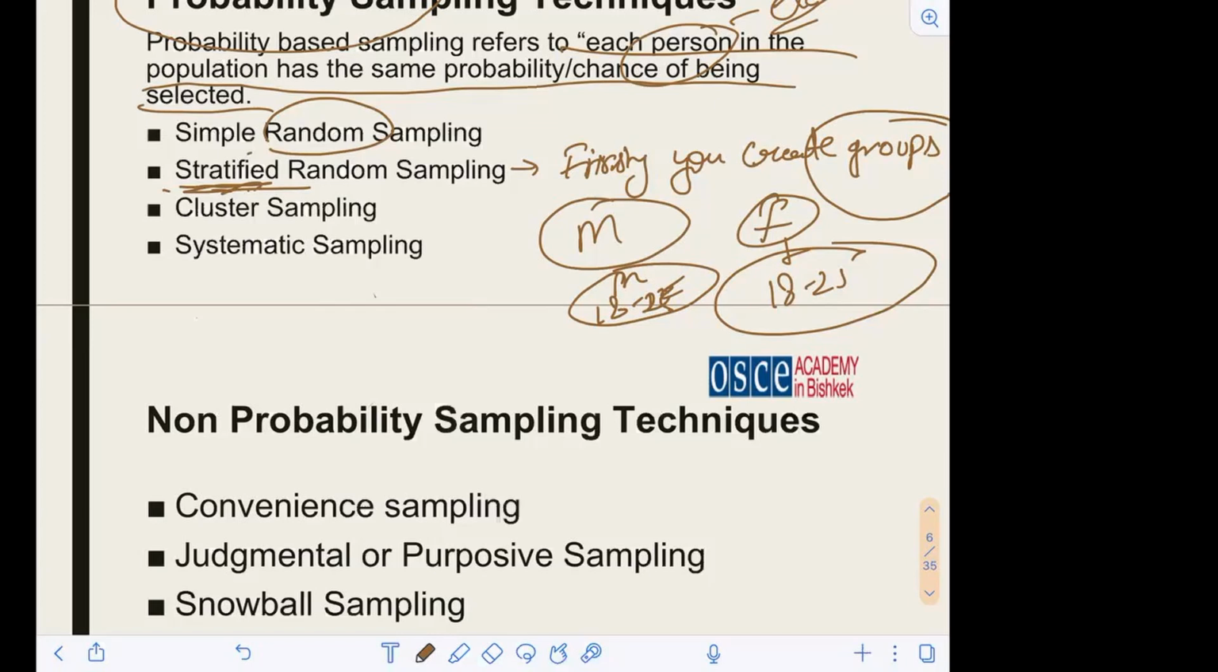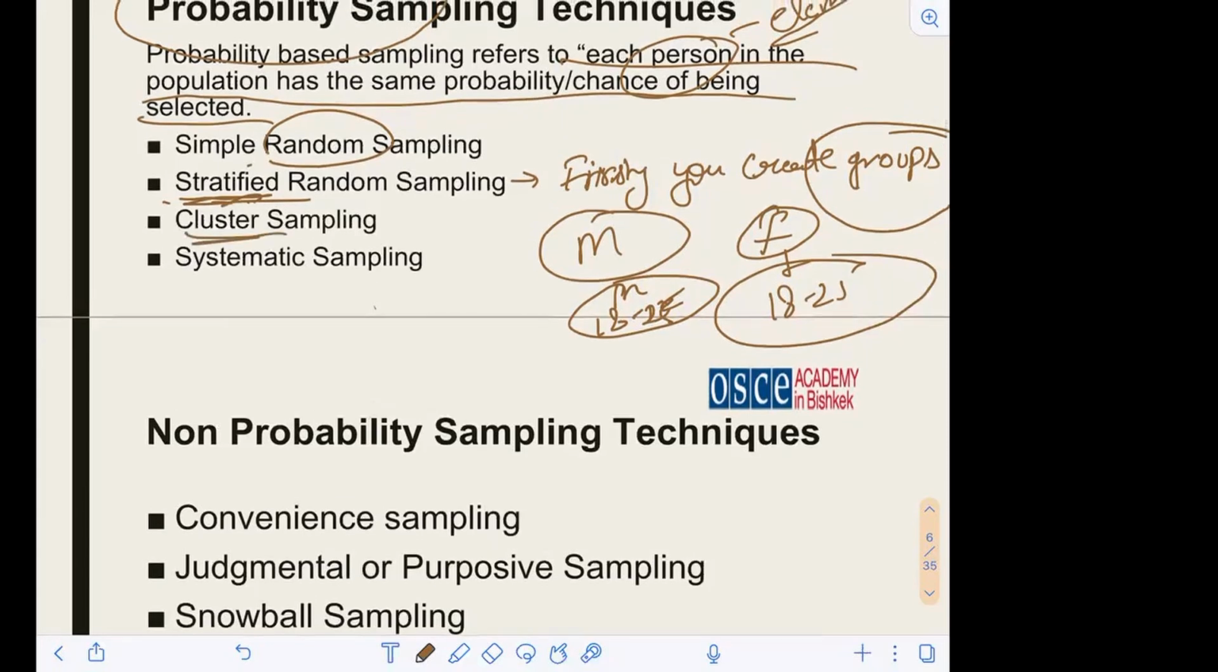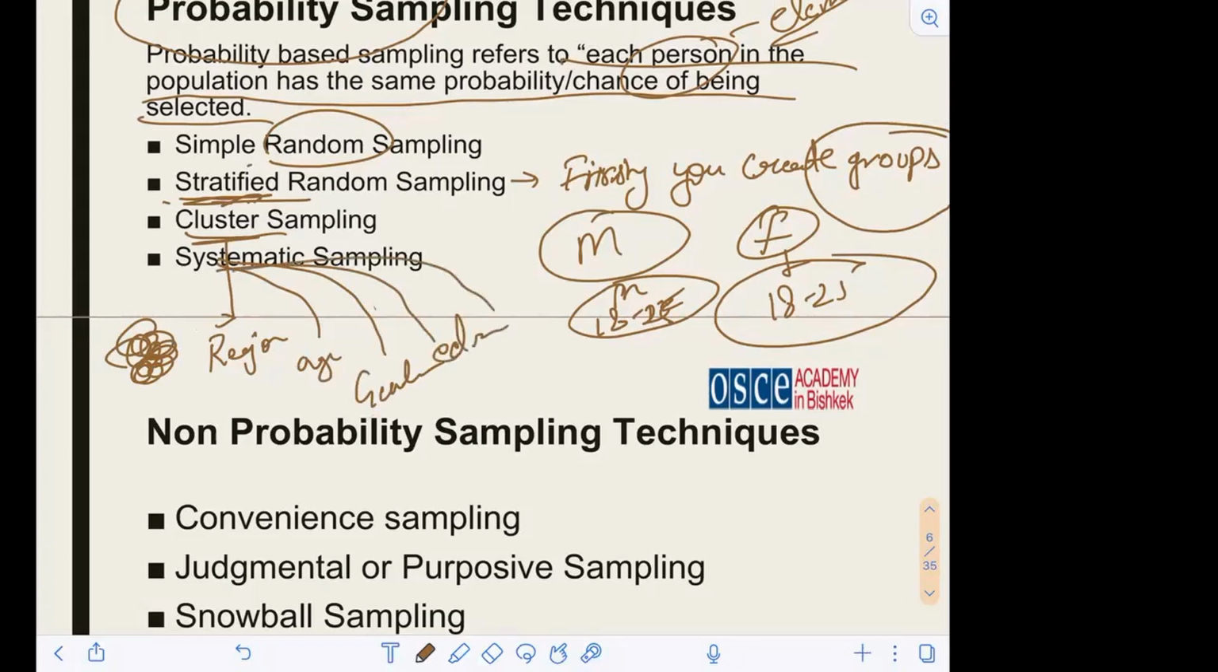I hope it is clear, the stratified sampling, that you create strata, right? Now the next is called cluster sampling. You know the meaning of cluster. For example, when you go and collect a sample, you consider the region, you consider age, you consider gender, you consider education, you consider all sorts of things, and accordingly you collect information. So I would say in stratified sampling in general you have to create the groups, but in cluster sampling the groups are already created.